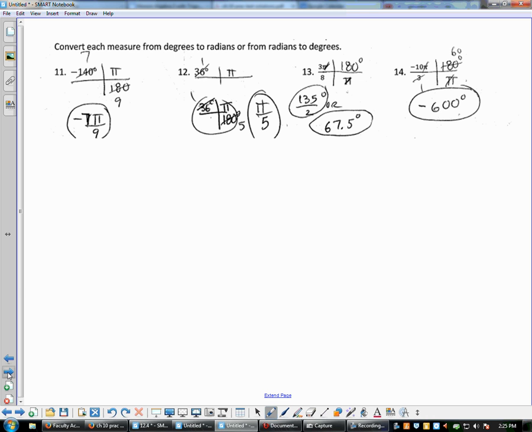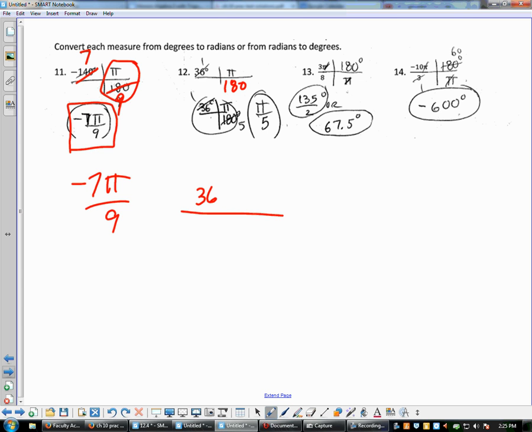So for number 11, you take negative 140 to convert it to radians. You're going to multiply by pi over 180. So 20 goes into 140 7 times, 20 goes into 180 9 times. So I'm left with negative 7 pi over 9. And for number 12, again, we're going to multiply by pi over 180. So if I take 36 times pi over 180, the 36 goes into 36 once and into 180 5 times. So I end up getting pi over 5.